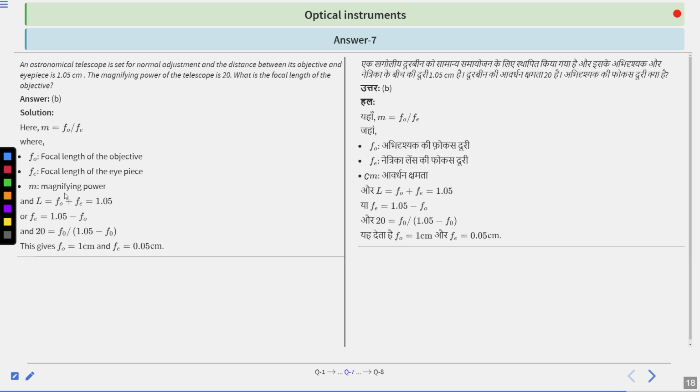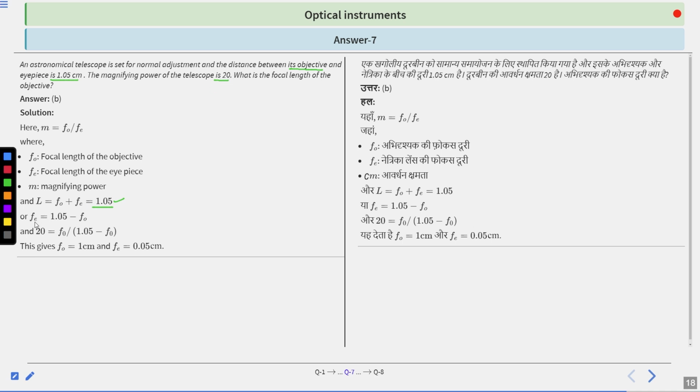The term that is given is L equal to FO plus FE equal to 1.05. This is given in the question. The distance between the objective and the eyepiece is 1.05 centimeter. So L is equal to FO plus FE, that is equal to 1.05. The magnifying power of the telescope is 20. So we will use this.